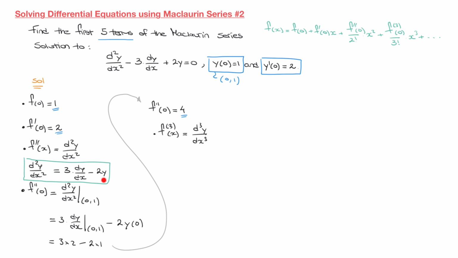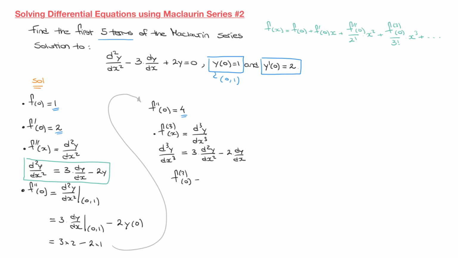And so differentiating the right-hand side here with respect to x, we quickly find that the third derivative is equal to 3 times the second derivative, d squared y over dx squared, minus 2 times the first derivative, dy dx. There we go. That's our expression for the third derivative. Now, to find the third derivative evaluated when x equals 0, all we have to do is evaluate this expression at the point with coordinates (0, 1).